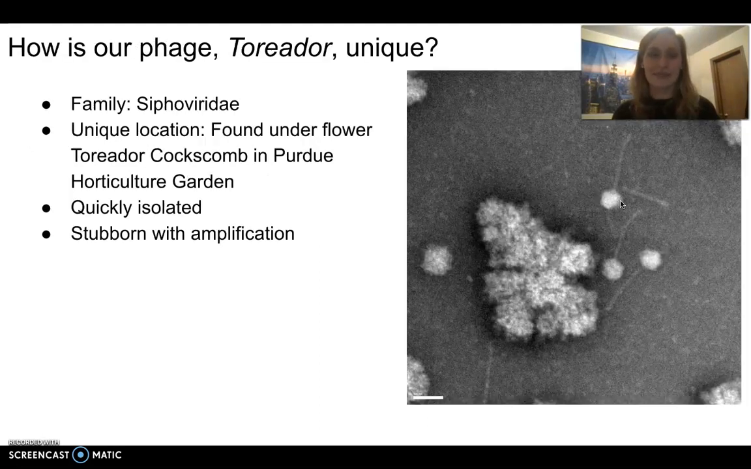How is our phage Toider unique? It's of the family Siphoviridae. It was found in a very unique location under a very unique flower, so maybe there's some relationship with that if studied further. It was very quickly isolated, but was very stubborn with amplification, so that makes Toider unique in itself.